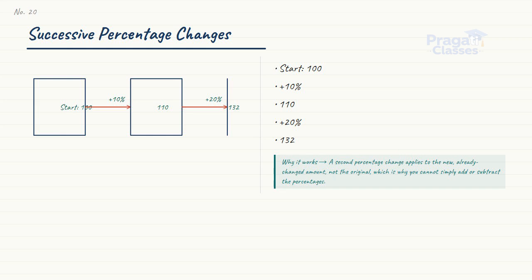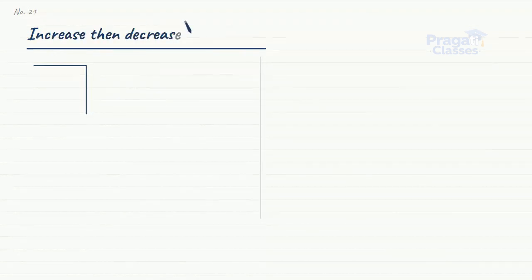Notice the second bump applies to the already bigger 110, not the original 100. That's the key insight: you can't just add 10% and 20% and call it 30%. The second change works on a new base, which is why the final result is different from what you might guess.